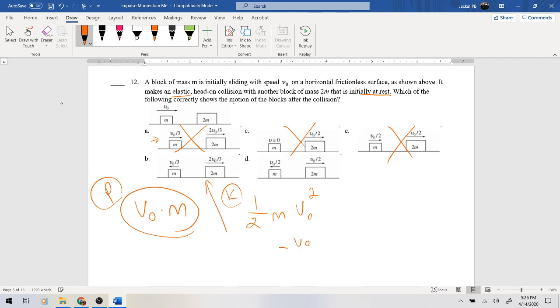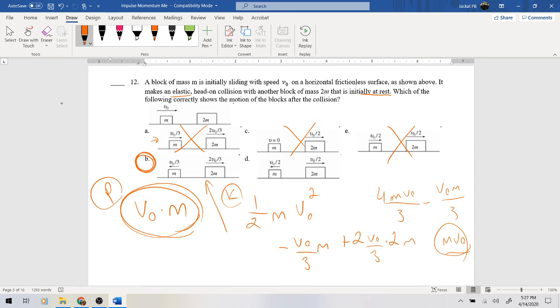So it is negative V0 over 3 times m, plus 2V0 over 3 times 2m. That makes 4m V0 over 3 minus m V0 over 3. Once you add them together, you find that total momentum is m V0, and that's what you had at the beginning. So by the selections, that's what you have.